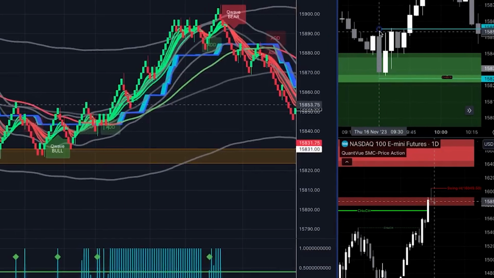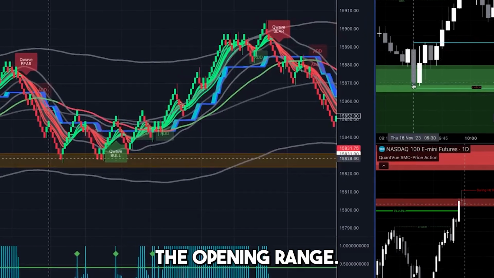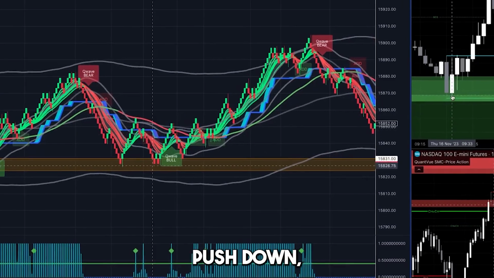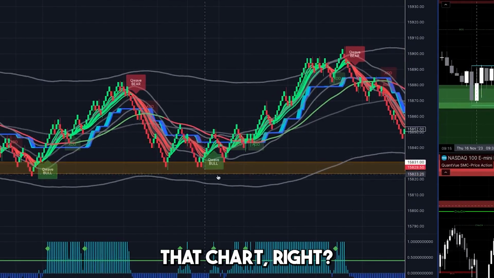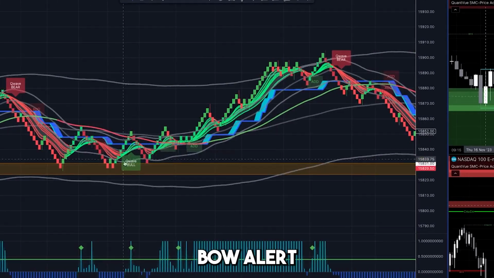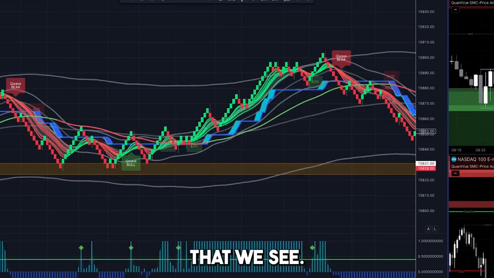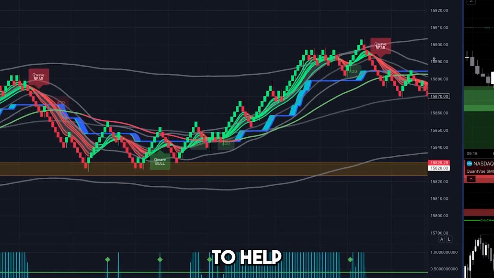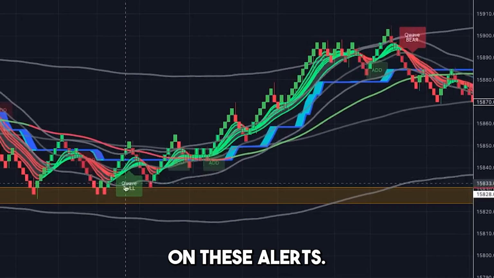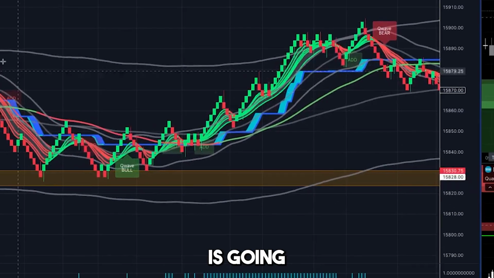So first thing I do, right, market opens, plot the opening range. We sort of push down, then we push up, and this is that chop, right? We get this bull alert, but rather than just hop right in to every alert that we see, the other indicators are going to help provide confluence on these alerts. So this first Qpro is going to spit out these alerts.